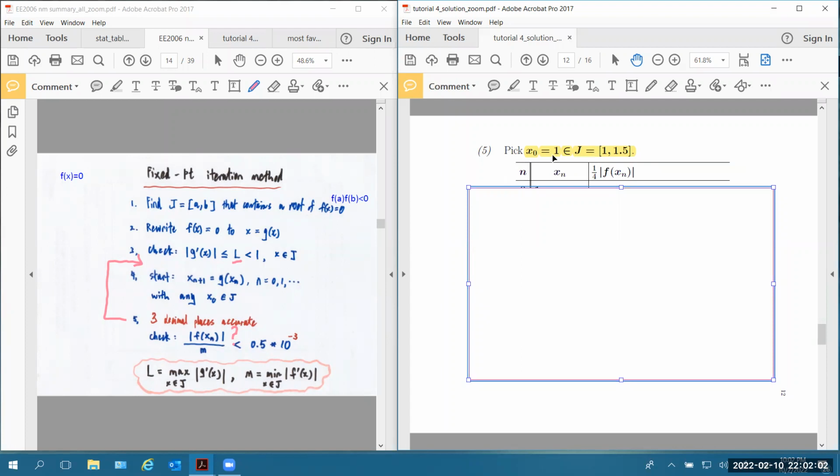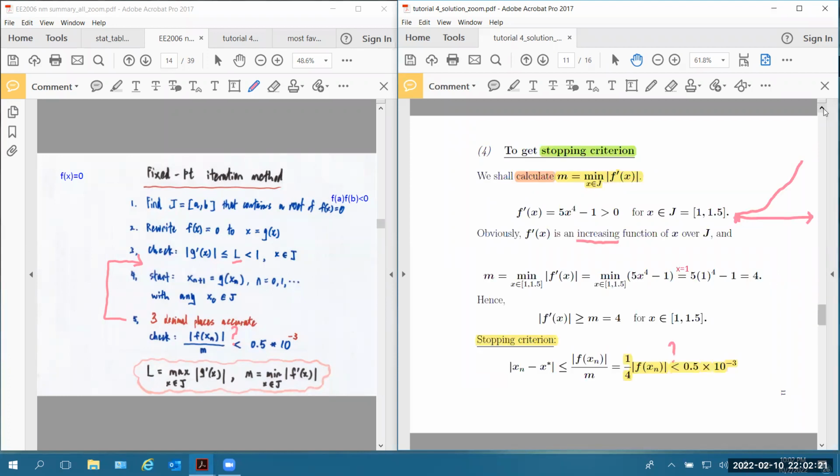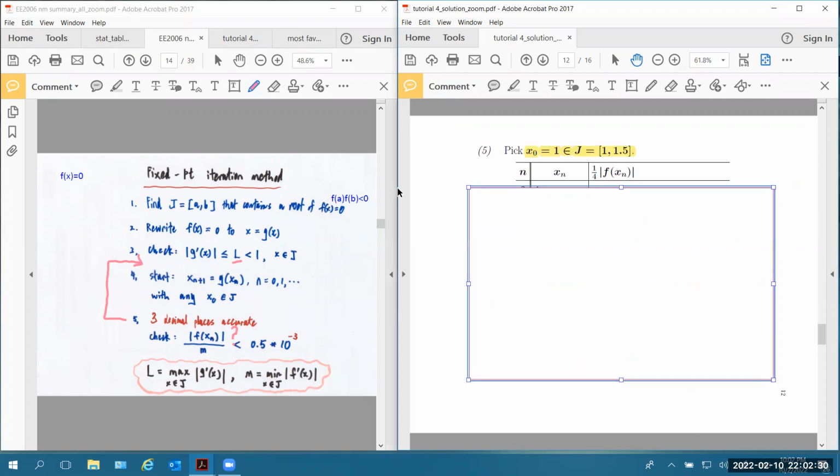There's no other reason, just that it looks simple. Okay, so these are the things that I need to tabulate. Obviously, your n and your xn. xn is where you put down your answer. And this one I also need to tabulate because you need to check this quantity. Is it less than 0.5 times 10 to the power minus 3? Okay, so let's go and start.